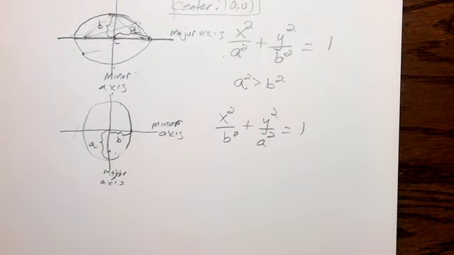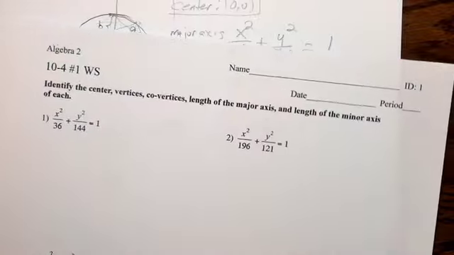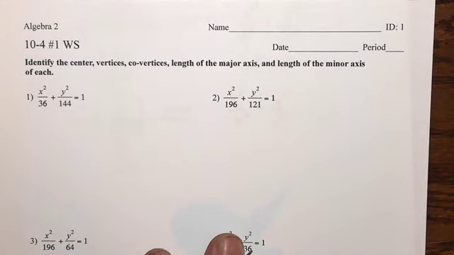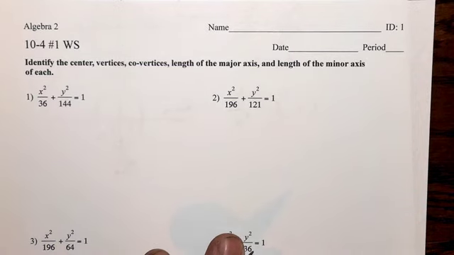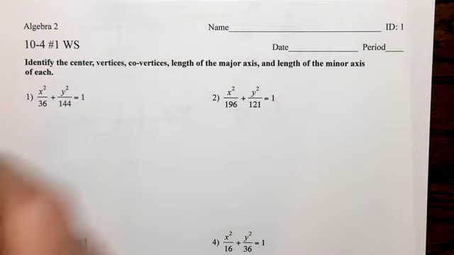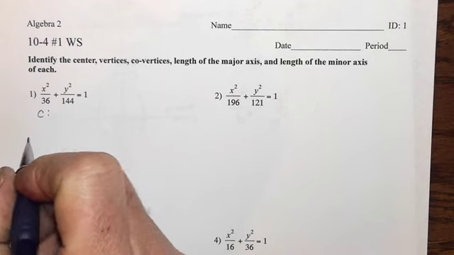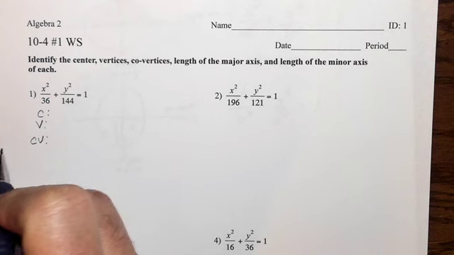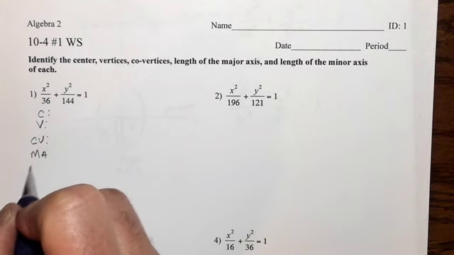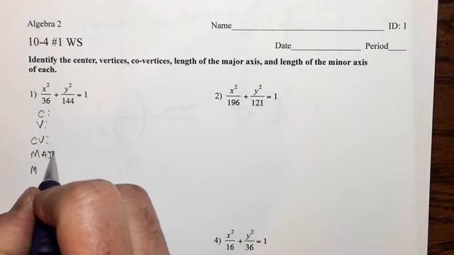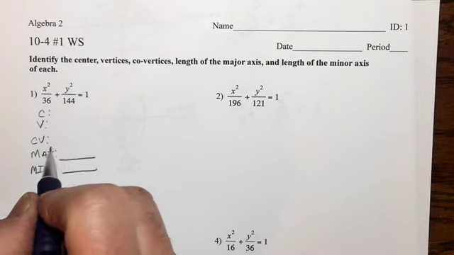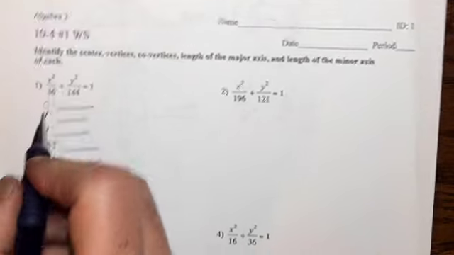And so let's take a look at some examples like your homework's going to be. We want to identify the center, vertices, covertices, length of the major axis, and length of the minor axis. So we're going to find 5 things for each one of these.